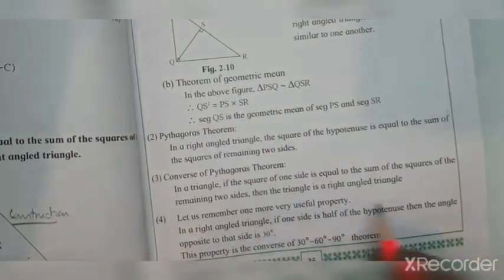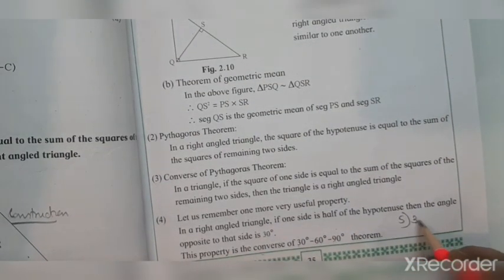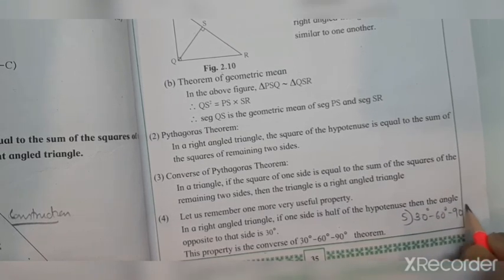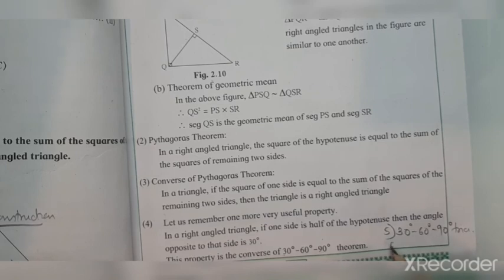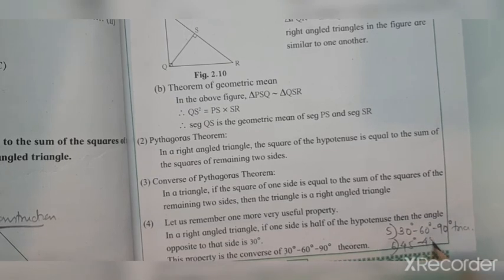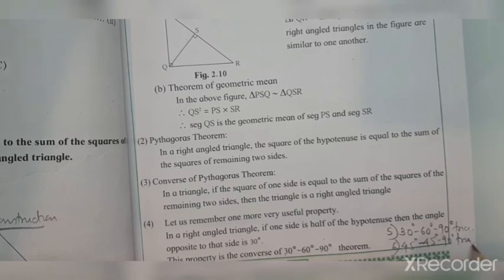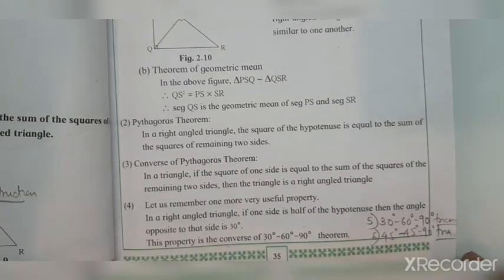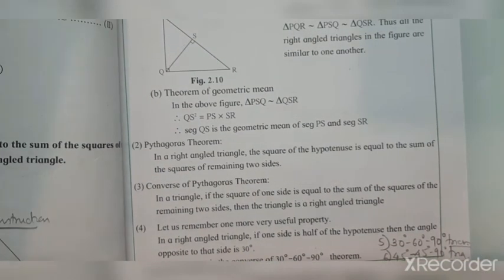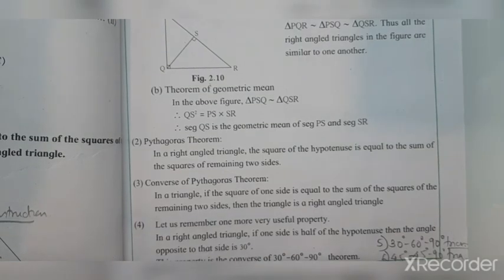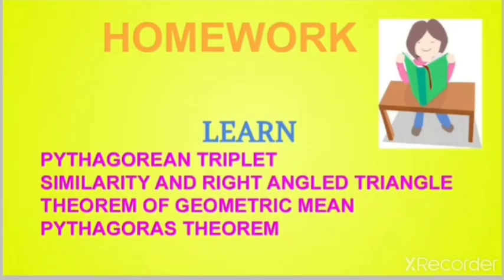Okay. Along with this we also studied, I'll just mention here, the 30 degree, 60 degree and 90 degree triangle and the 45 degree, 45 degree and 90 degree triangle. Please study that also. Homework. Learn Pythagorean triplet, similarity on right angle triangle, theorem of geometric mean, Pythagoras theorem, and also the converse of Pythagoras theorem.